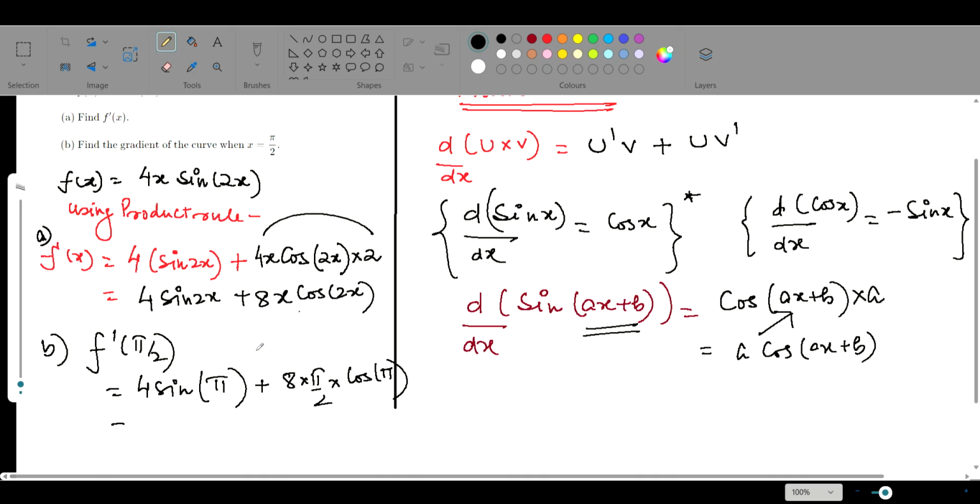What is sin pi? Sin pi is 0. So 4 times 0 is 0. And here it's 2 times 4 is 8, so it will be 4 pi. What is cos pi? Cos pi value is minus 1. So what is the answer I'm getting? 0 plus 4 pi times minus 1, which means it is minus 4 pi.